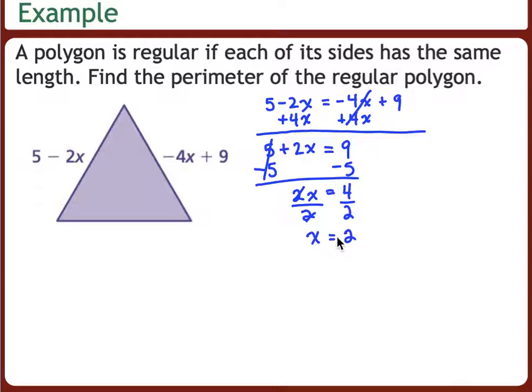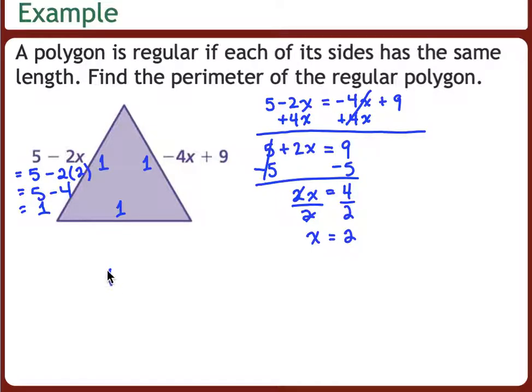So now that x is equal to 2, I can substitute it into either of these equations to figure out the side length. So let's go ahead, I'll substitute it into 5 minus 2x. So that's 5 minus 2 times 2, which is 5 minus 4, which is equal to 1. So each of these side lengths is of length 1 unit, because it's a regular polygon, so each side has the same length. Just to double check, if you wanted to, you could put 2 into this expression. Negative 4 times 2 is negative 8, plus a positive 9 is also 1.